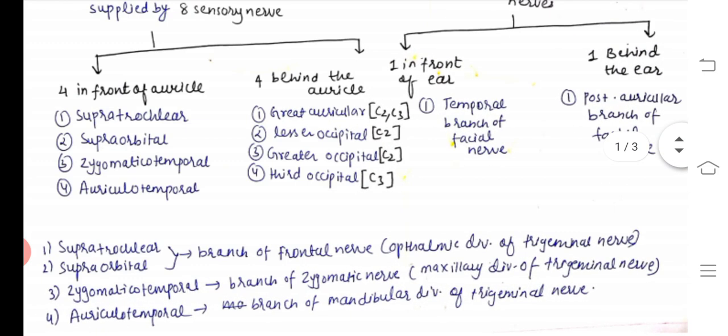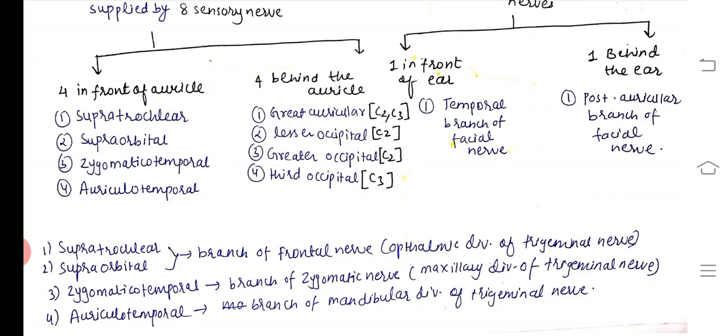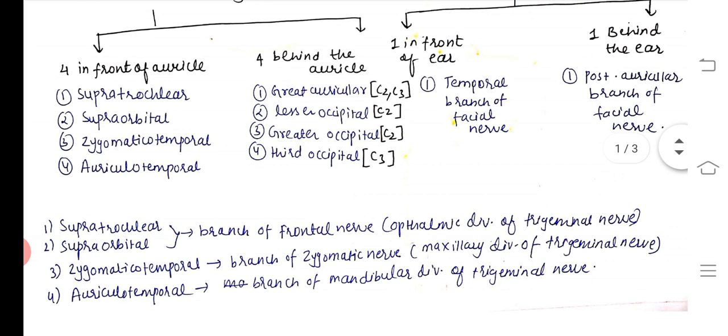Now when you are looking at the sensory nerves behind the auricle, the location of the nerves is as follows: the great auricular at C2 C3 level of the cervical plexus, the lesser occipital at C2, the greater occipital at C2 and the third occipital at C3.